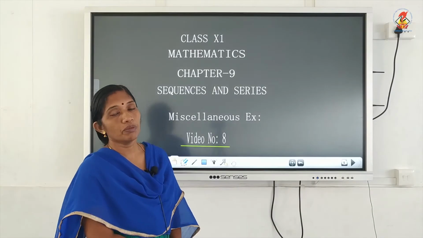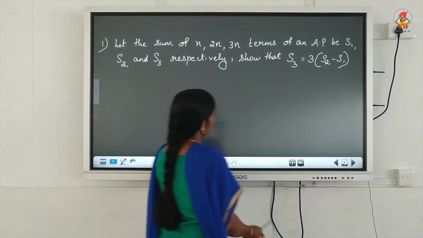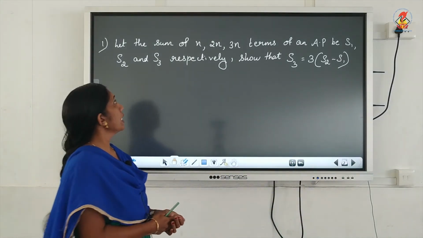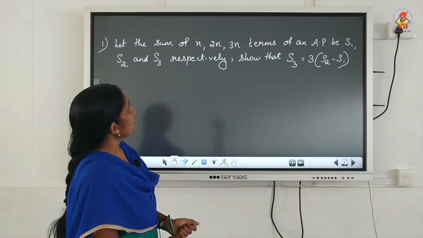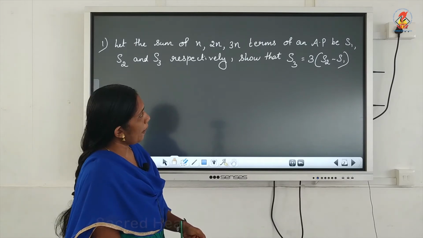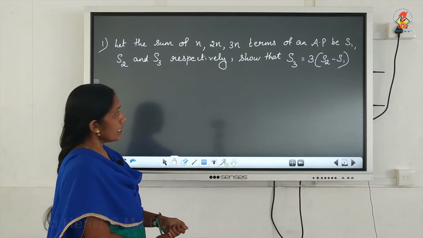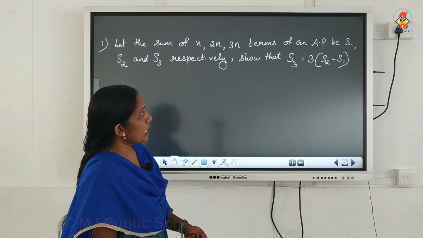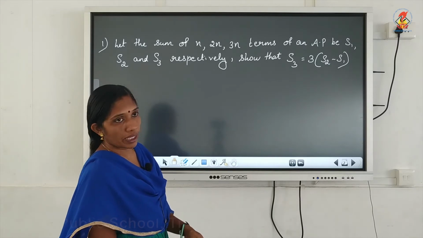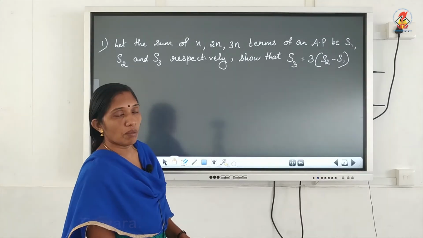Next we have to do miscellaneous exercise. Let's take the question: let the sum of n, 2n, 3n terms of an AP be S1, S2 and S3 respectively. Show that S3 is equal to 3 times S2 minus S1. So, sum of n terms.